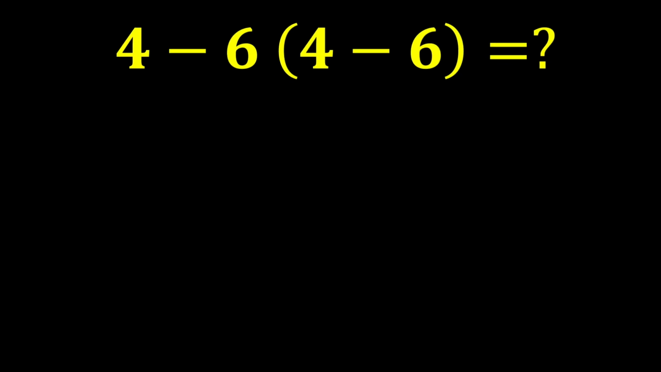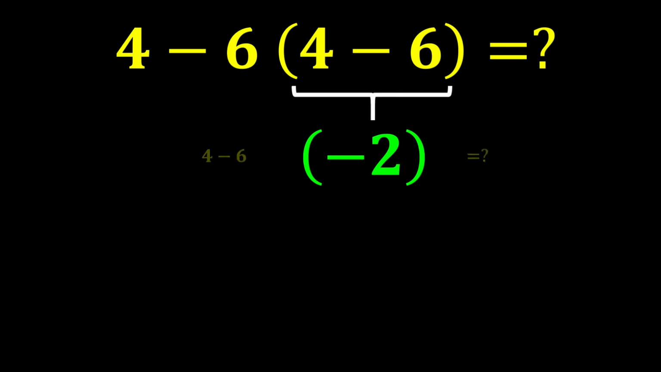4 minus 6 times (4 minus 6). According to PEMDAS, we first calculate inside the parentheses. 4 minus 6 gives us negative 2, and the expression becomes 4 minus 6 multiplied by negative 2.